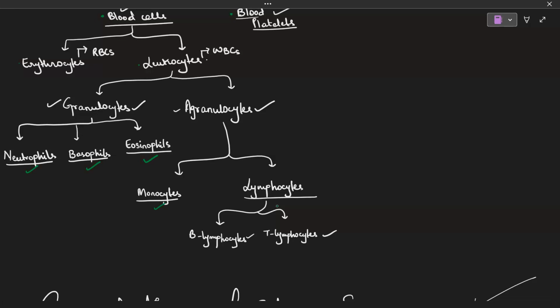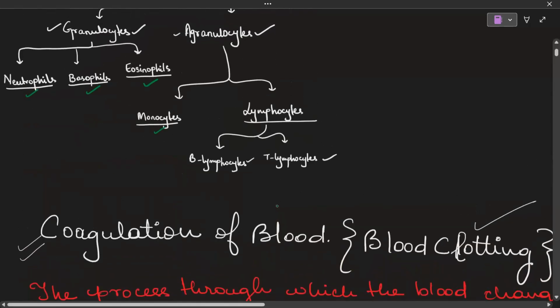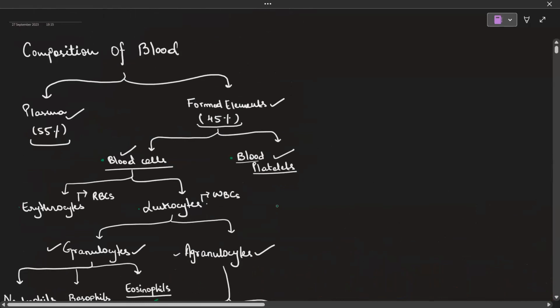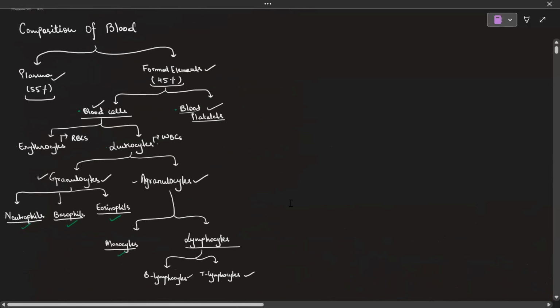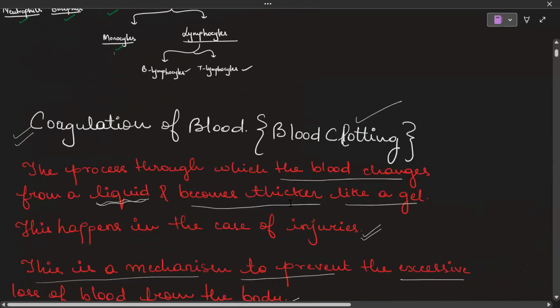Now, as we already know, lymphocytes are of two types, B lymphocytes and T lymphocytes. These are the two variations in the case of the lymphocyte. So this is the whole entire composition of the blood. The blood contains all of these things that I've mentioned, and this is present as a flow chart right now.